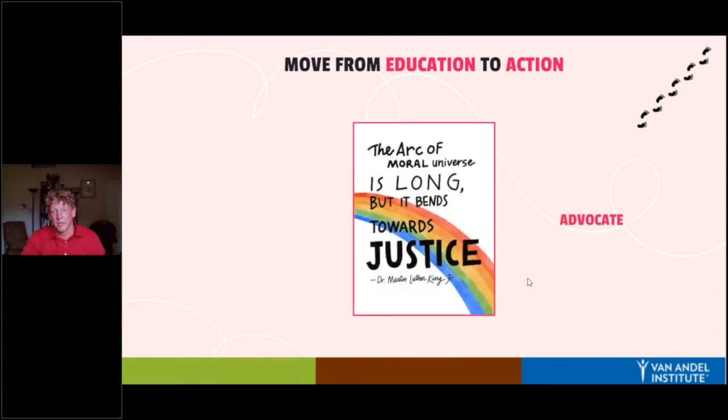And advocate. In your classroom, in your school, think about the structures and the way that they exist. And if there is injustice there, advocate against it. Advocate for justice, so we can bend the moral arc of that universe. We can do it if we work together.